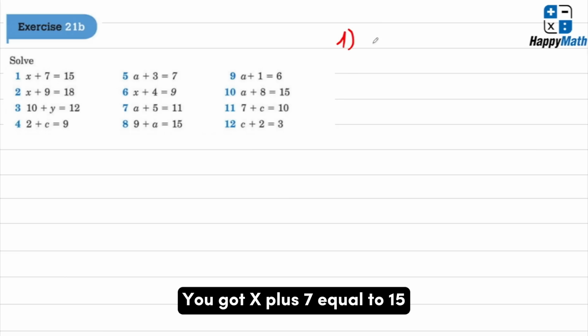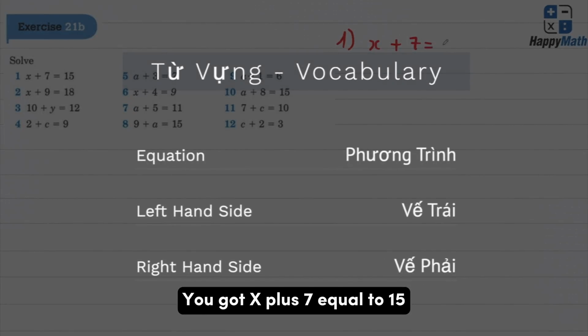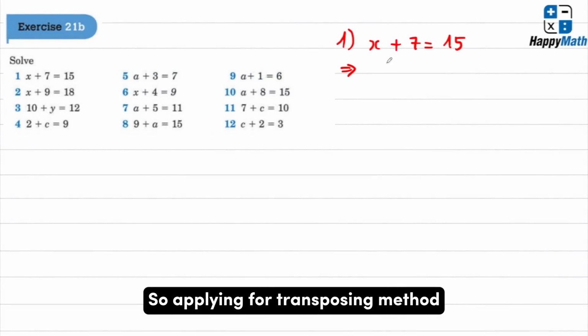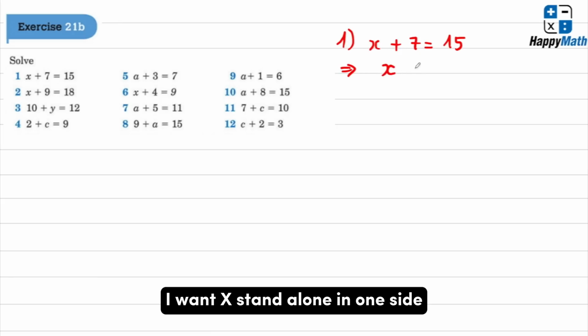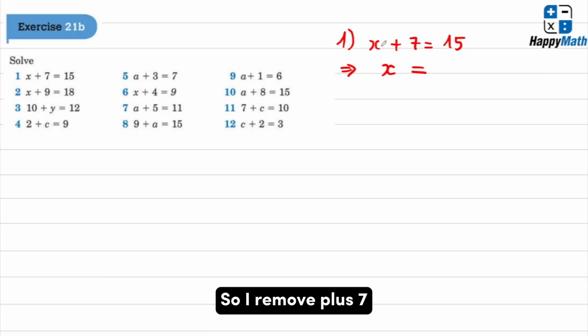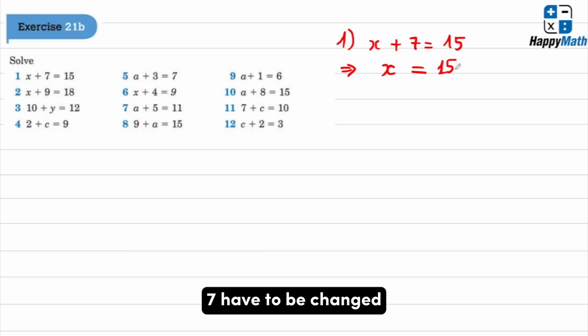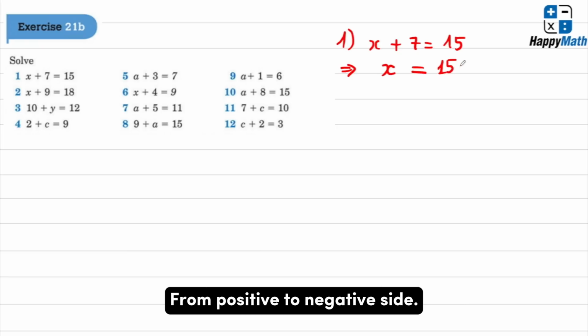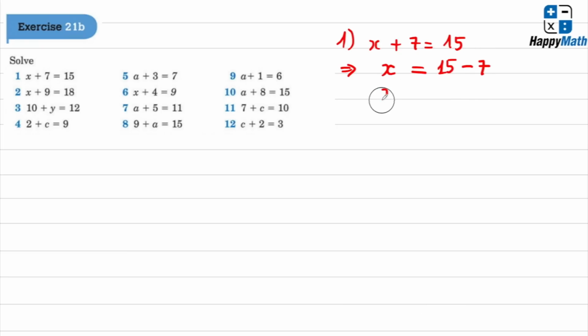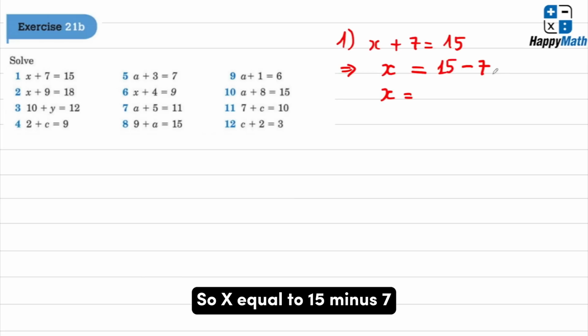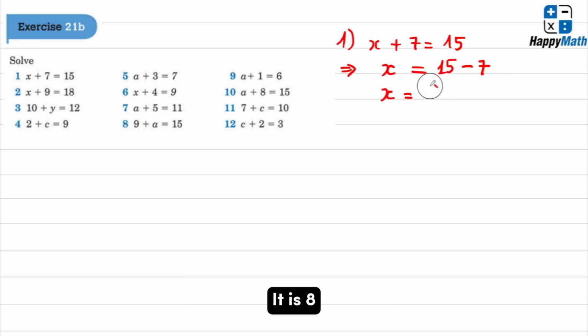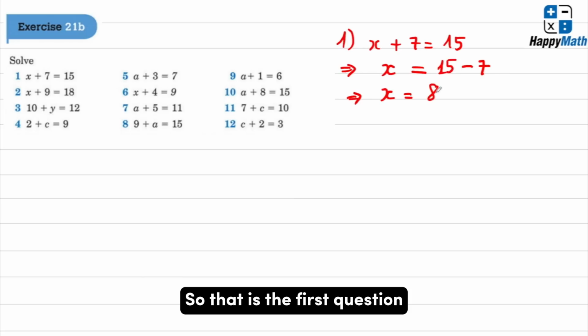Okay, question 1, you got x plus 7 equal to 15. Applying the transposing method, I want x to stand alone on one side, so I will move plus 7 from the left hand side to the right hand side. This is 15, and when you move 7 from left to right, 7 has to change from positive to negative, negative 7. So x equals 15 minus 7, it is 8. So that is the first question.